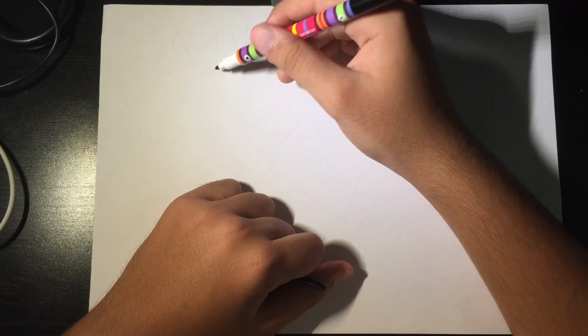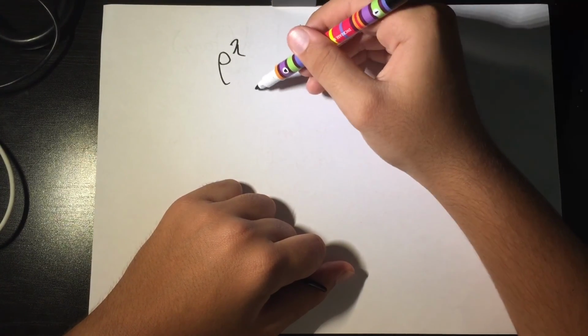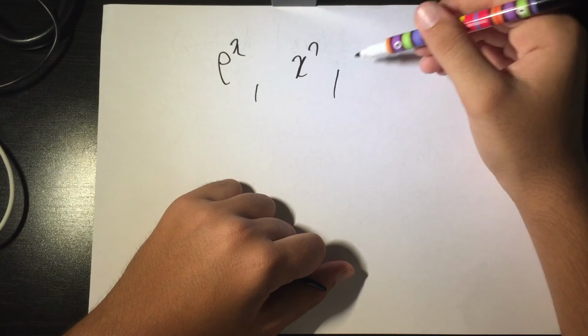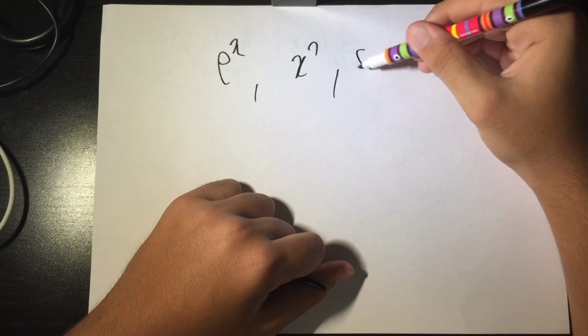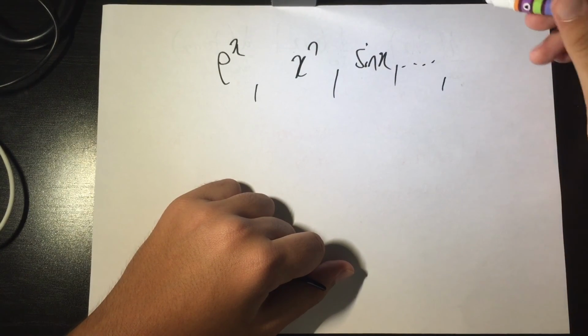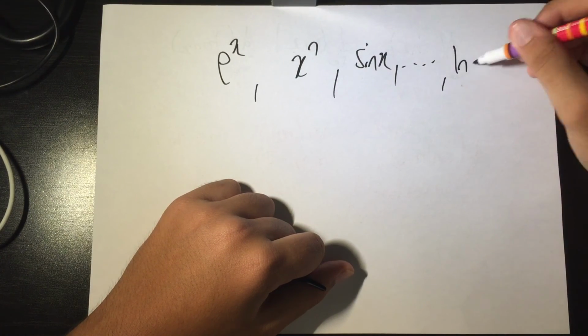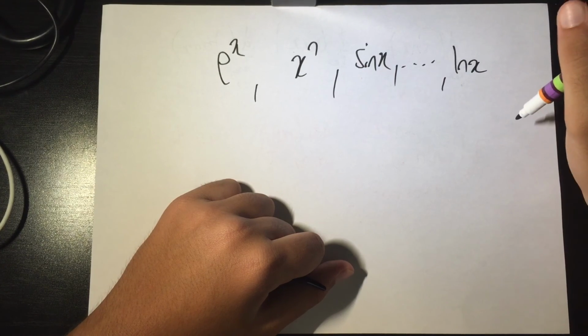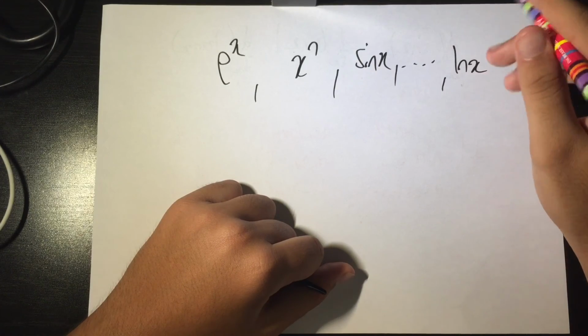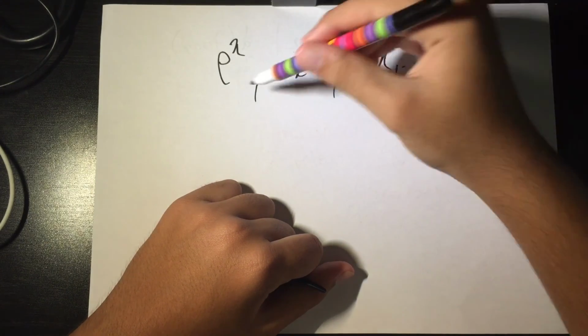So e to the x, x to the power of n, trig functions, sine x, etc., natural log of x. Missing out on anything? No. So you can differentiate these functions by now.